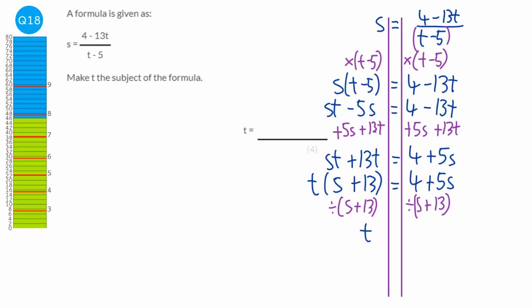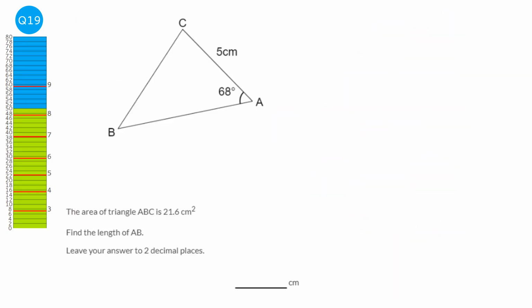And so we're left with t equals (4 plus 5s) over (s plus 13). So our answer is 4 plus 5s, all of that over s plus 13. And it can be either way around, so I could have 5s plus 4 over 13 plus s, or anything like that. Okay, so we're asked to find length AB, which is this length here.